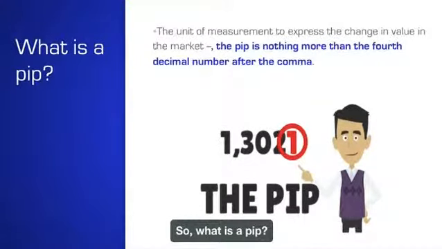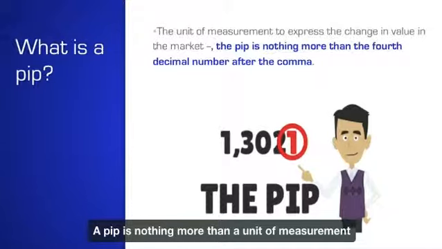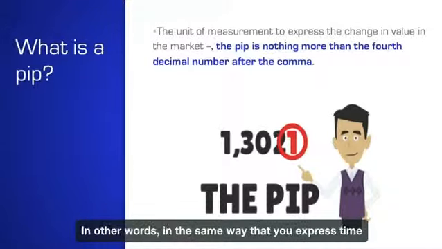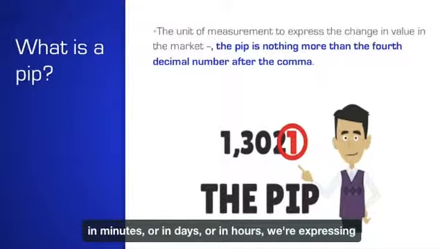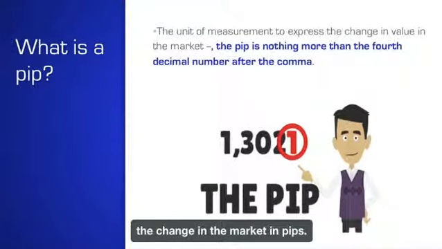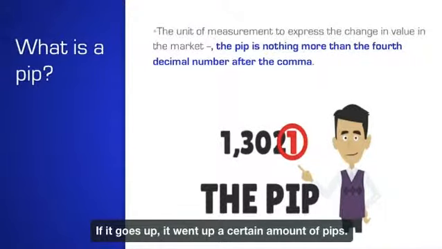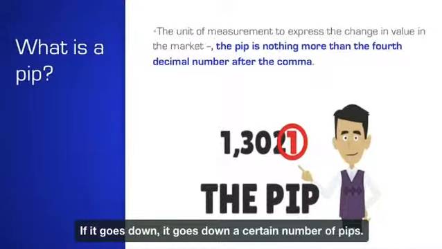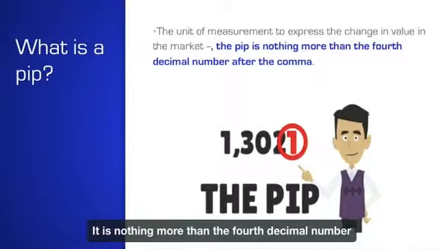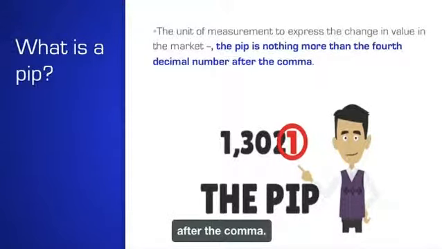So what is a PIP? A PIP is nothing more than a unit of measurement that expresses the change in the value of the market. In other words, in the same way that you express time in minutes or in days or in hours, we're expressing the change in the market in pips. If it goes up, it went up a certain amount of pips. If it goes down, a certain number of pips. It is nothing more than the fourth decimal number after the decimal point.